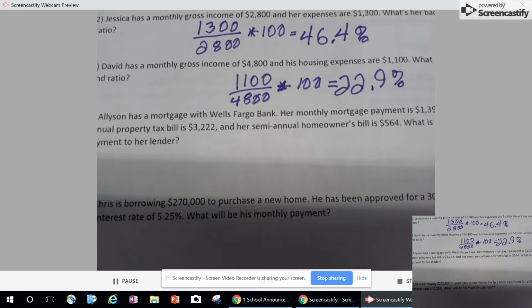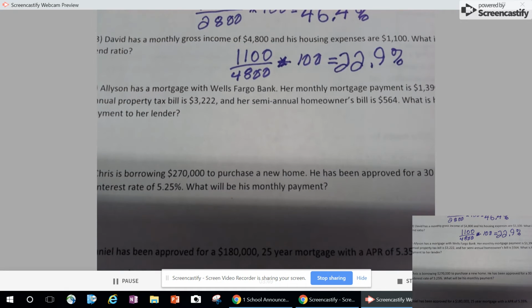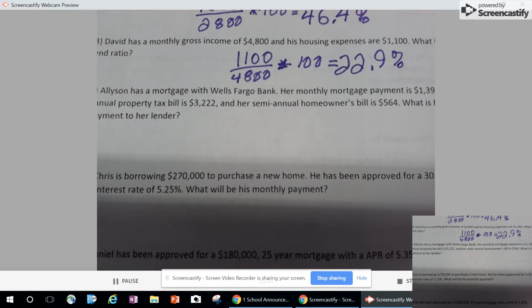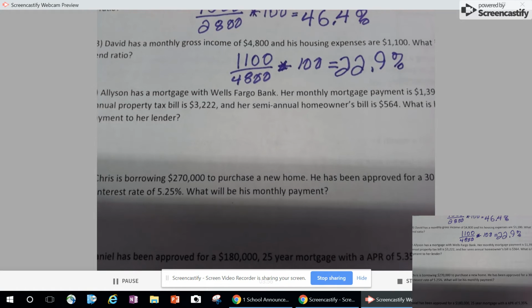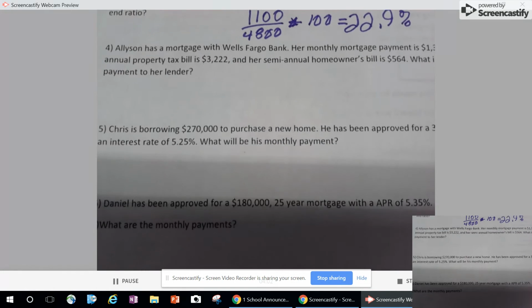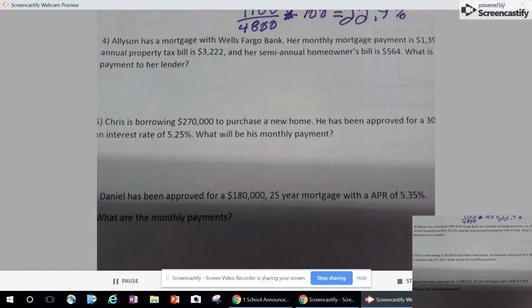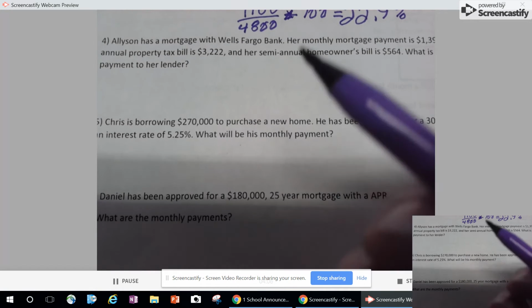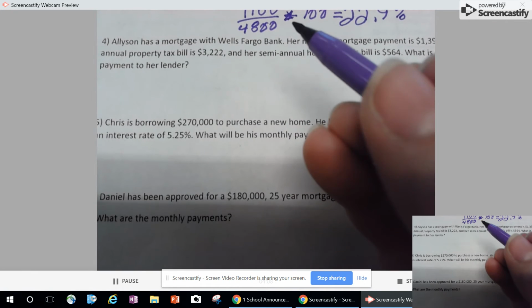Okay, Allison has a mortgage with Wells Fargo. Okay, so they give us her mortgage payment, her semi-annual property taxes and her semi-annual homeowner's bill. What's her monthly payment to her lender? Okay, so with all of those, everybody, we're going to find the monthly payment. Okay, so remember semi-annual.